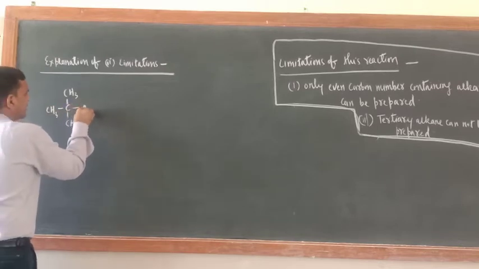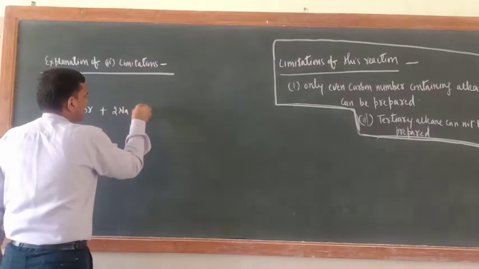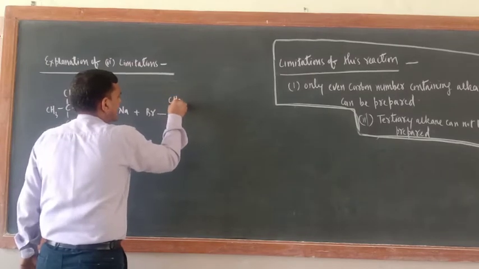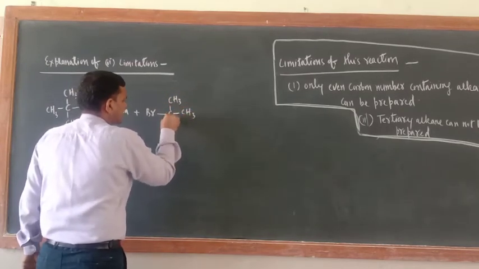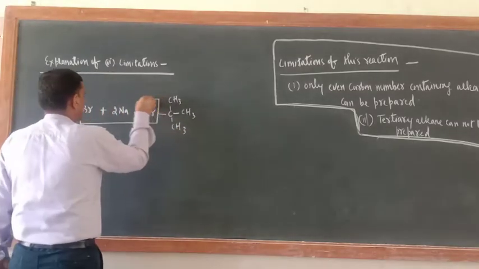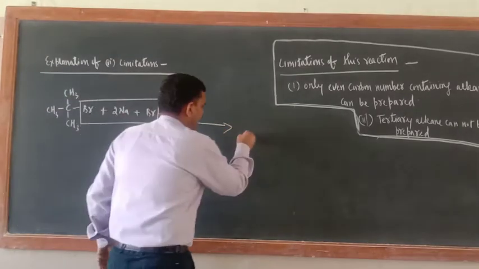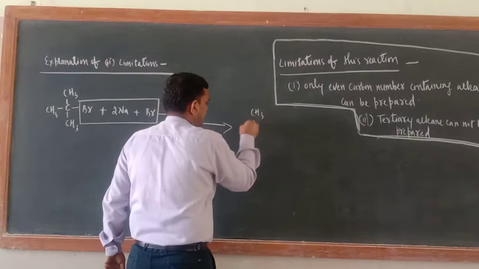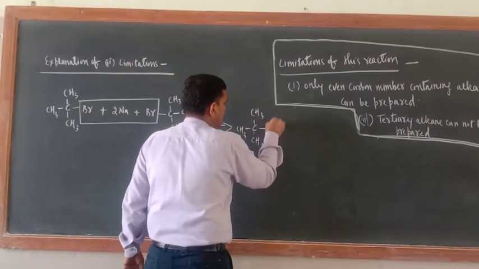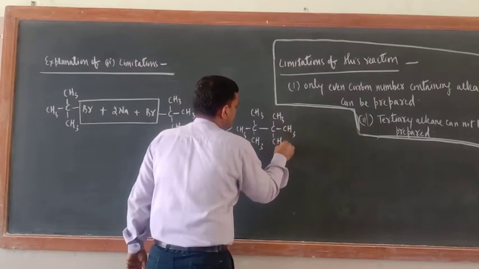CH3, here Br, plus 2Na plus here Br, here C, here CH3, here also CH3, here also CH3. Okay, so Br this one. Now what is the product here? Just add this one, C here, CH3, CH3, CH3, and here C, CH3, CH3, CH3.